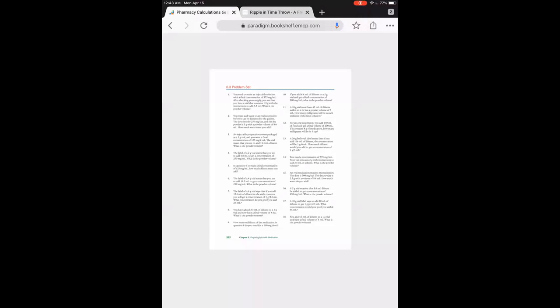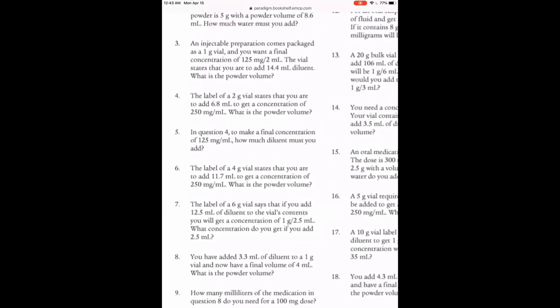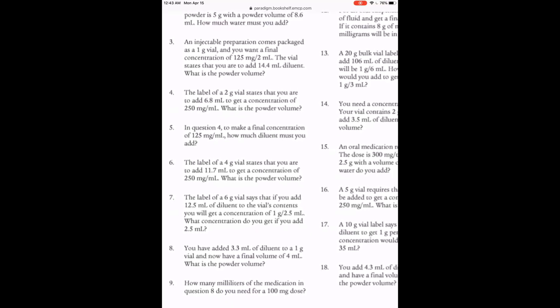Okay, so problem number 5 states, in question 4, to make the final concentration 125 milligrams per ml, how much diluent must you add? So now we're changing the concentration, the final concentration. So we're changing the final volume.